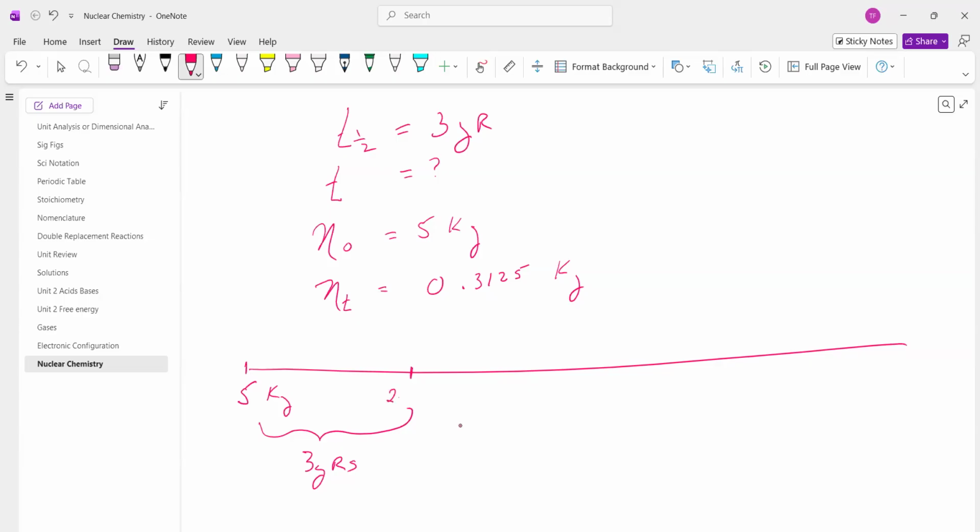Wait, quick question. Are you gonna make us do both methods or we're just gonna do one? One of your choice. No, I just wanted to show you both methods.